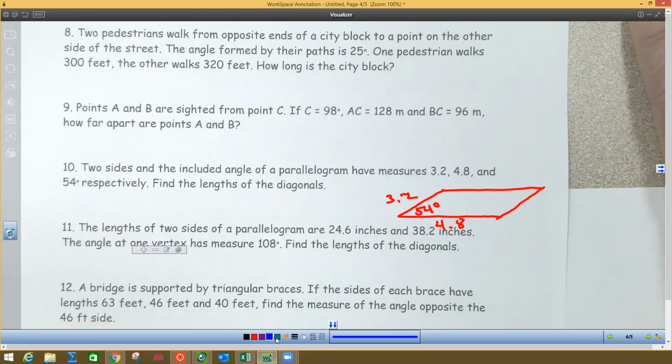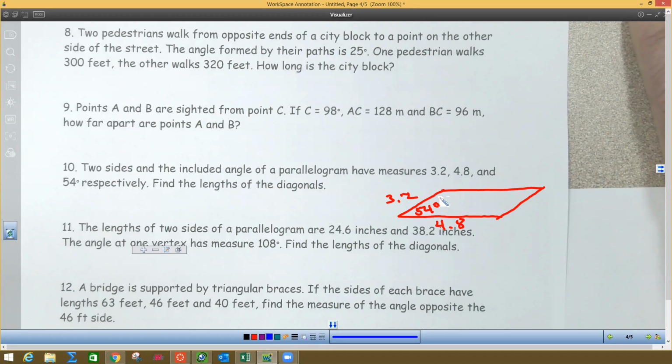Well, there's something else you're supposed to know. There's something else you're supposed to know about parallelograms from geometry. Do I know any other parts of this parallelogram? Supplementary angles. Okay, the angles that are right next to each other are supplementary.